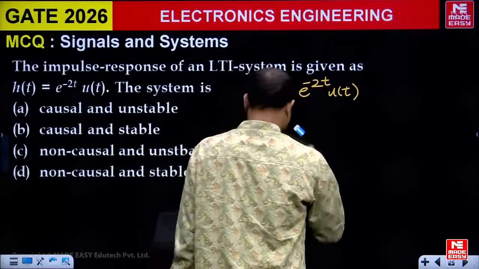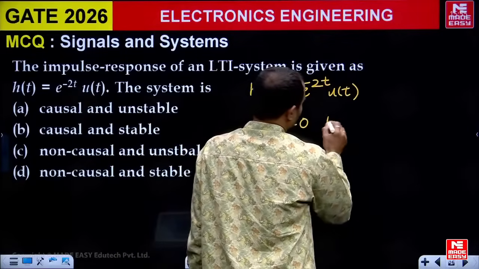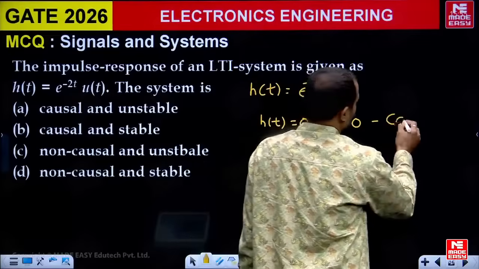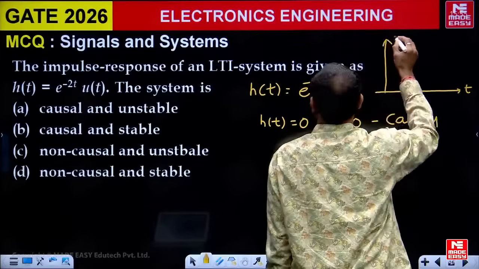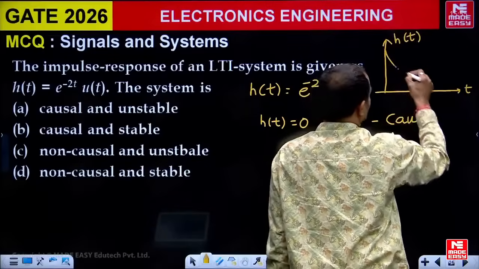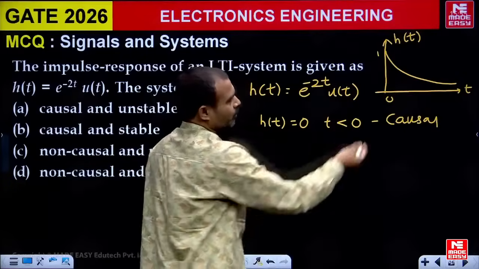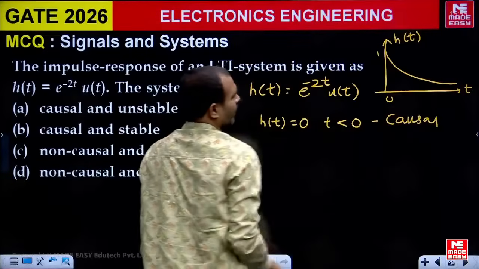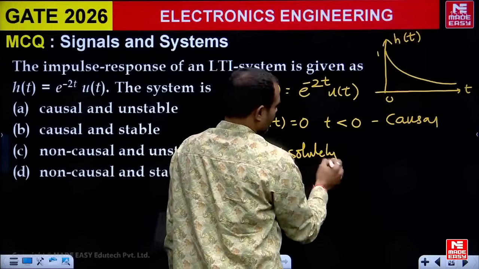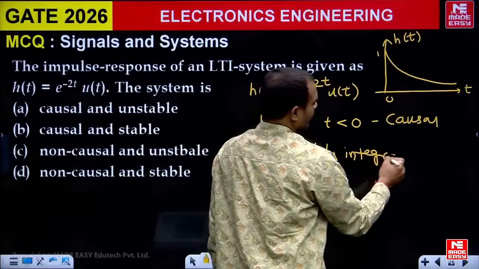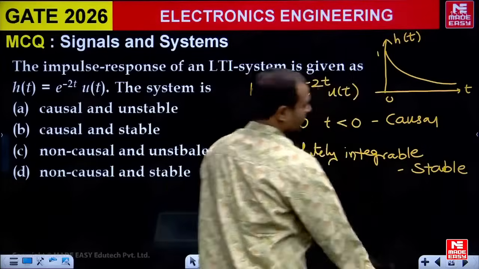h of t is equal to 0 when t is less than 0, which gives you the condition called the causal condition. The sketch for this one looks like this: h of t is as shown, e power minus t into u of t, only on the positive side of time t. It is absolutely integrable. If it is absolutely integrable, we know that it is called a stable system. So this system is said to be stable.